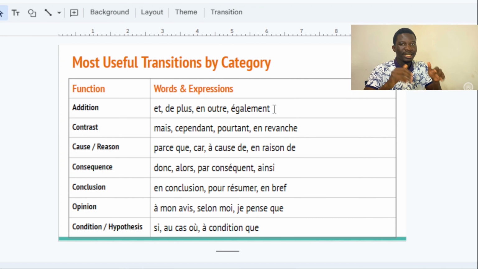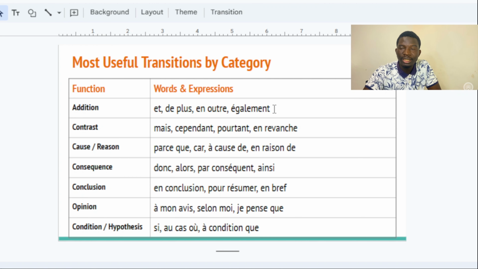So de plus means in addition. En outre also even more fancy. Also means like even more, like en outre or in addition. Également means equally. So I can say protecting this environment is important.